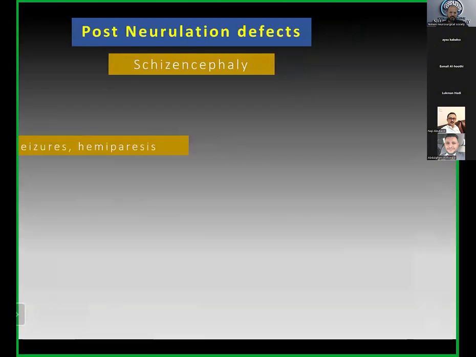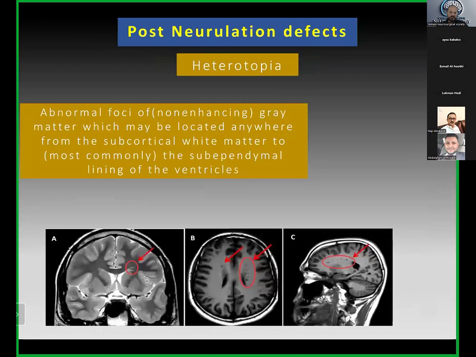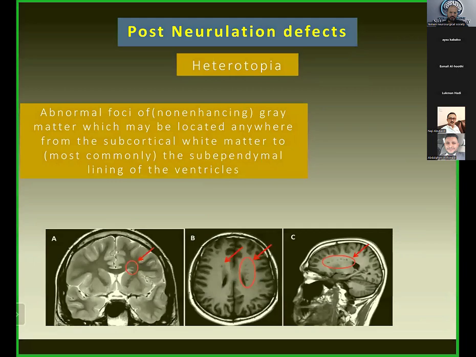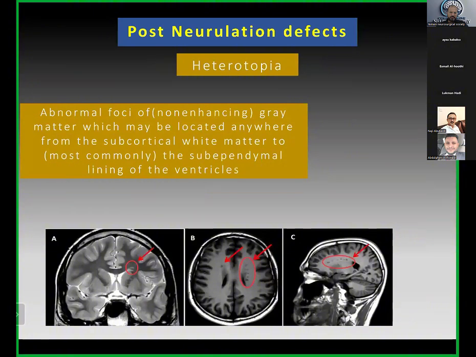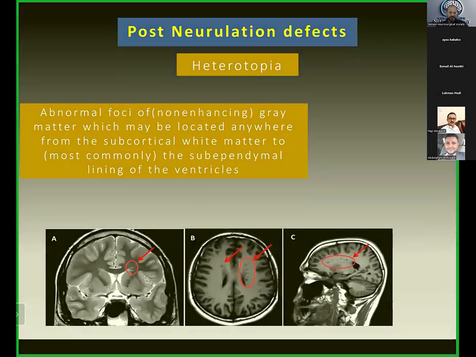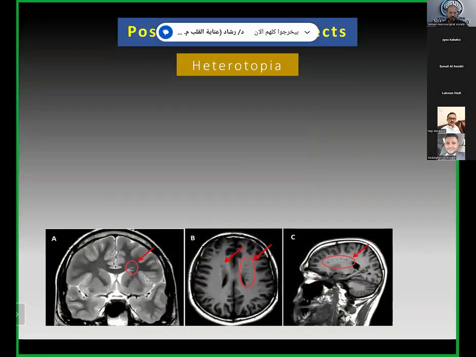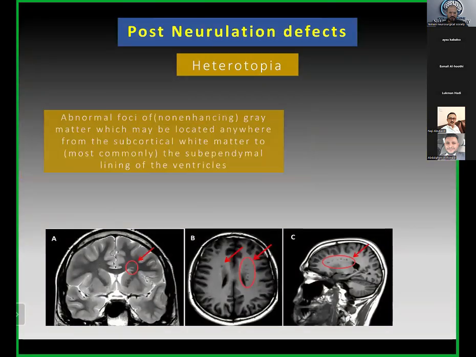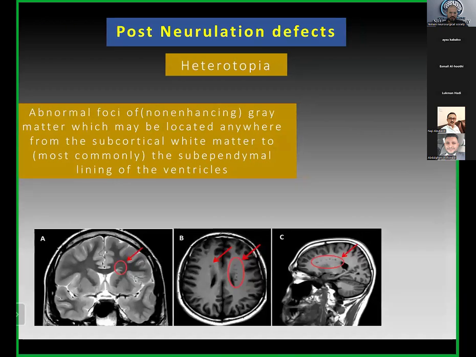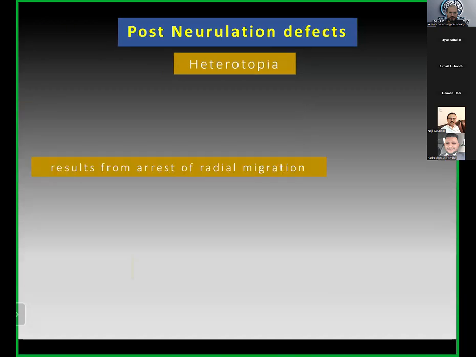Another type of the post-neurulation defect is the heterotopia, which is abnormal foci of non-enhancing gray matter from the subcortical white matter to most commonly the subependymal lining of the ventricle. So during migration of the neurons, as we talked before, there is a defect which will arrest the neurons in an abnormal position. It results from arrested radial migration, presentation usually seizure.